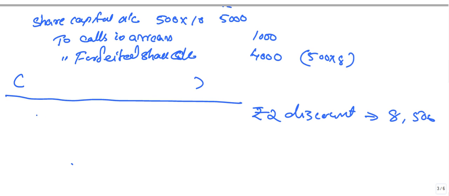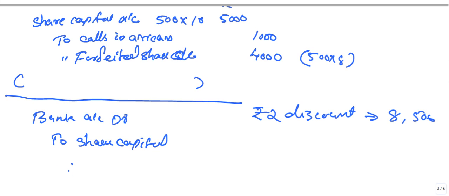I am collecting money, so I am writing Bank account debit to what is the general entry? Share capital. Very good. Bank account debit to share capital. And here how much is the share value? That means it is 500 into 10. Am I correct? But how much are we receiving here? We are receiving 500 into 8 only.